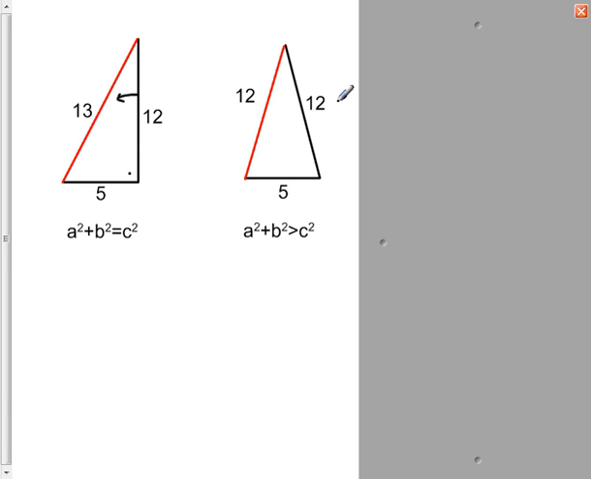So that's our first example. If a squared plus b squared is bigger than c squared, because 5 squared plus 12 squared is bigger than 12 squared, that's pretty obvious. If you're adding something to 12 squared, it's going to be bigger than 12 squared. Then this would be an acute triangle. And so this angle here ends up being acute. Okay, so that's if a squared plus b squared is going to be bigger than c squared.